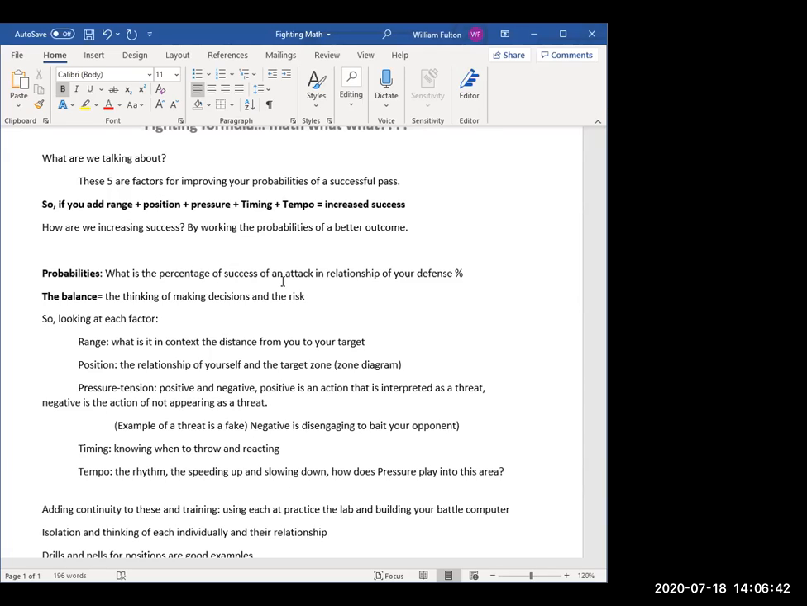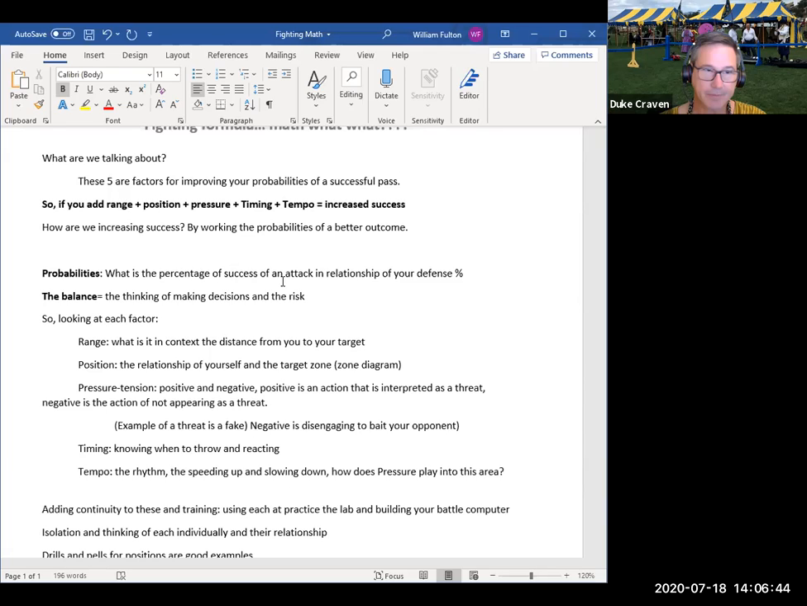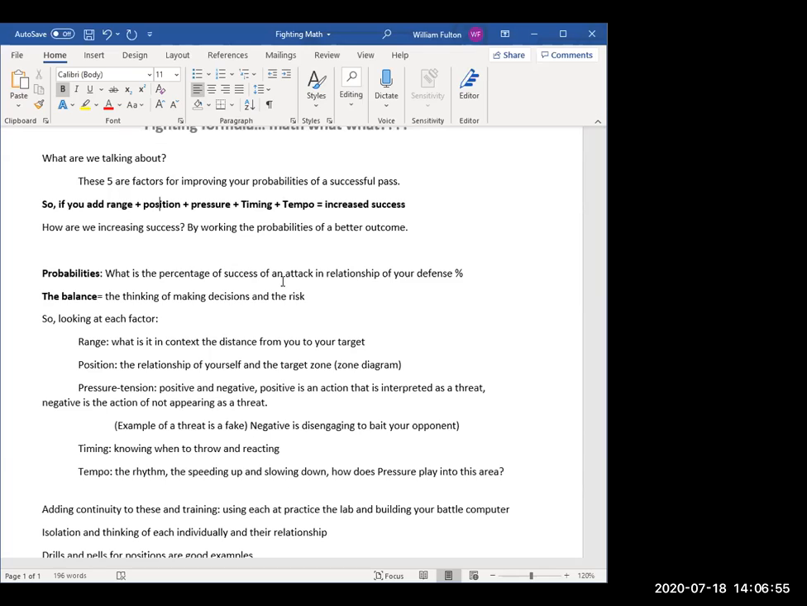But anyway, let's get back to the probabilities. I look at the probabilities, and it's more of a bucket for me, like when we talk about going to the off center of your opponent.